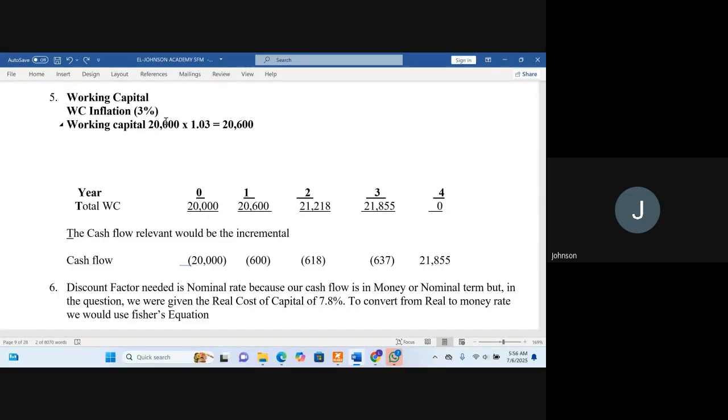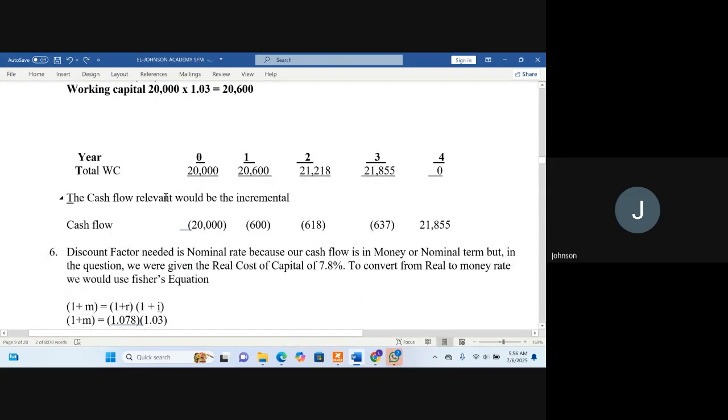So it's also inflated the way it is always inflated. Year one, year two, year three, year four. Now we see that the relevant cash flow will be the incremental. It's not like in the first year you are required to input 20 million, then the second year you are required to put 20 million 600. No, the thing was increased by the inflation. It is that inflation element that we're going to carry into the next year.